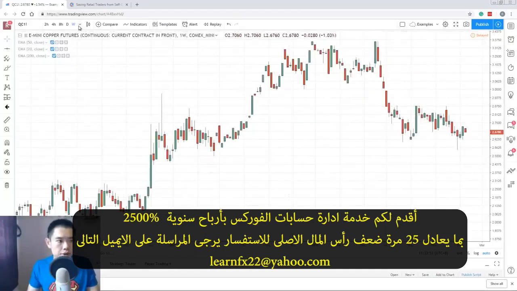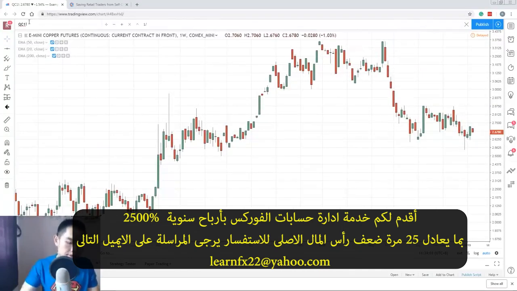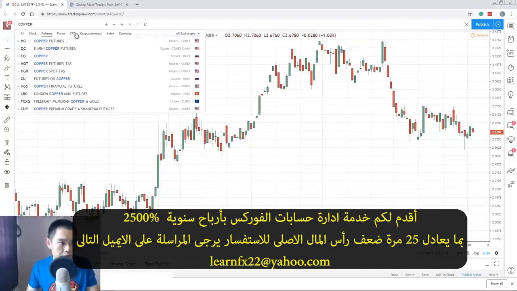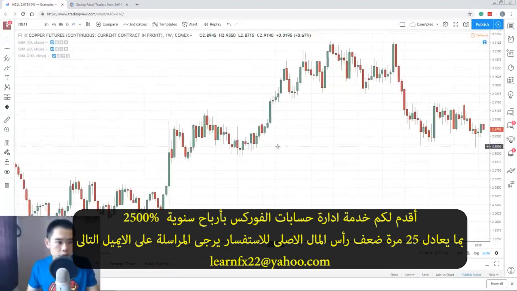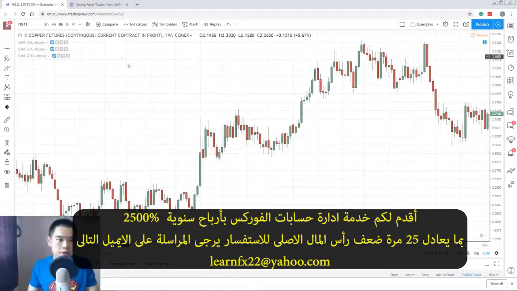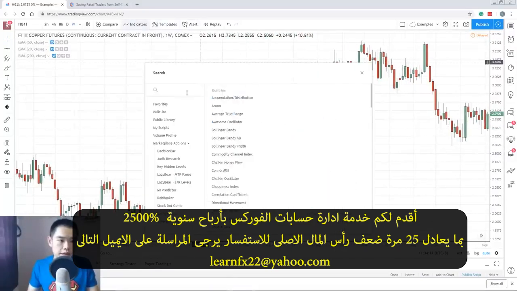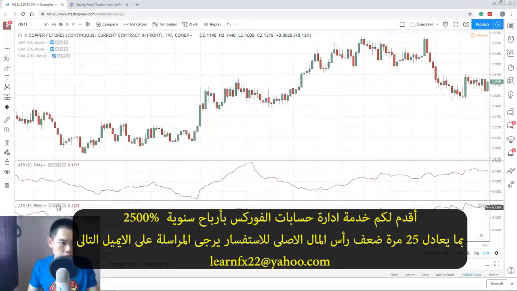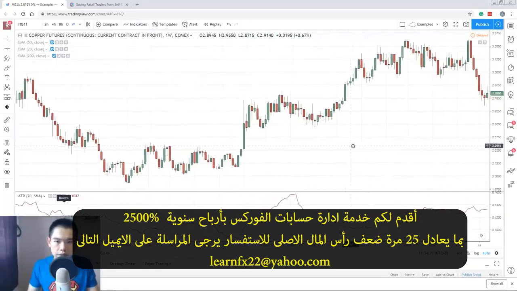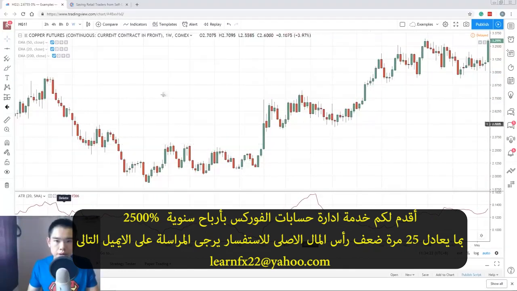Same thing. This one has a bit of a gap. Let me just find a better chart. Maybe a CFD one might be smoother. Now this one's okay. So you can see over here, same thing. Find out what is the ATR value. My ATR loves to play hide and seek. Come out, wherever you are. Okay, there it is. So again, copper, look at this.